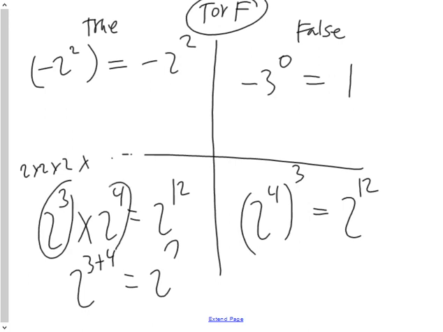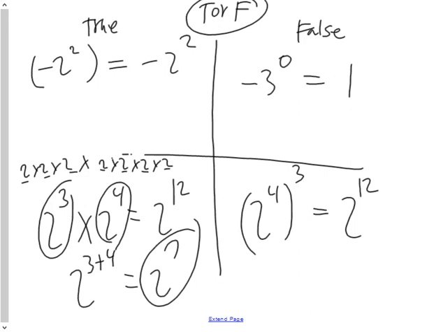Multiplied by 2 to the 4th, which is 2 times 2 times 2 times 2. And as we can see, we really have 1, 2, 3, 4, 5, 6, 7 2's multiplied together, which means this is your standard form. So the answer for this question would be false. It is not 2 to the 12th, it is 2 to the 7th.